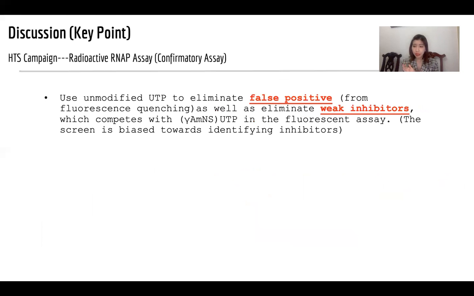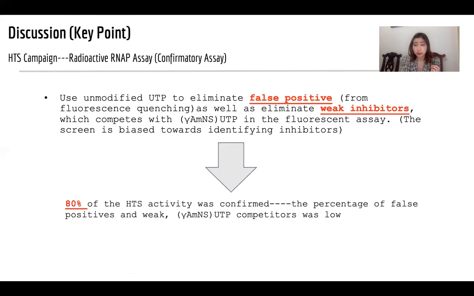And as we saw before, there is a confirmatory assay for the HTS campaign, because the gamma-AMS UTP is not a good substrate for our mycobacteria. So they do a confirmatory assay. They use unmodified UTP to eliminate the false positives I just mentioned, and also to eliminate the weak inhibitors, which compete with the gamma-AMS UTP in the fluorescence assay. The data is not shown, but they give the numbers.